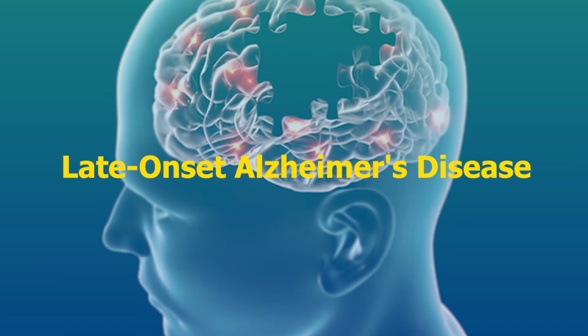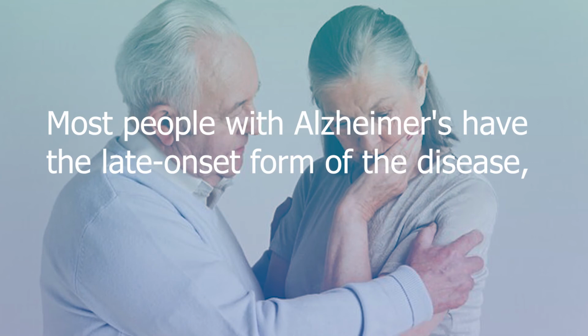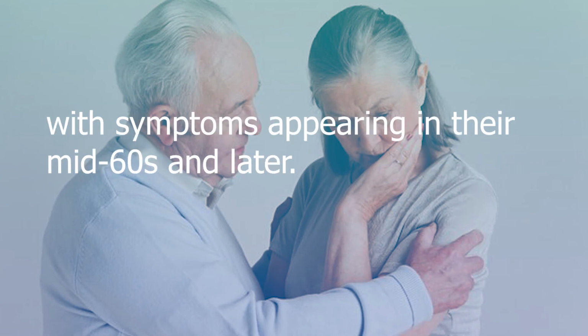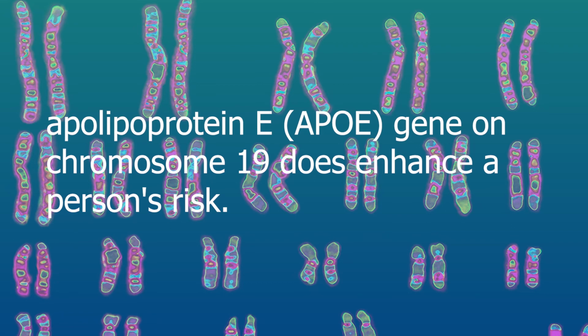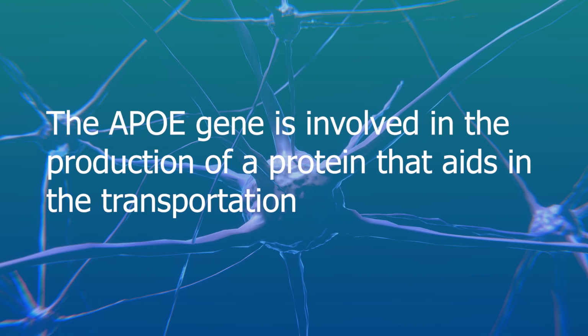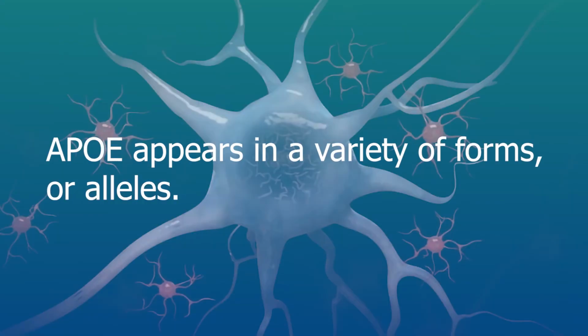Late-onset Alzheimer's disease. Most people with Alzheimer's have the late-onset form of the disease, with symptoms appearing in their mid-60s and later. Although no single gene causes late-onset Alzheimer's disease, a genetic variant of the apolipoprotein E, or APO gene on chromosome 19 does enhance a person's risk. The APO gene is involved in making a protein that aids in the transportation of cholesterol and other forms of fat through the bloodstream. APO appears in a variety of forms or alleles.